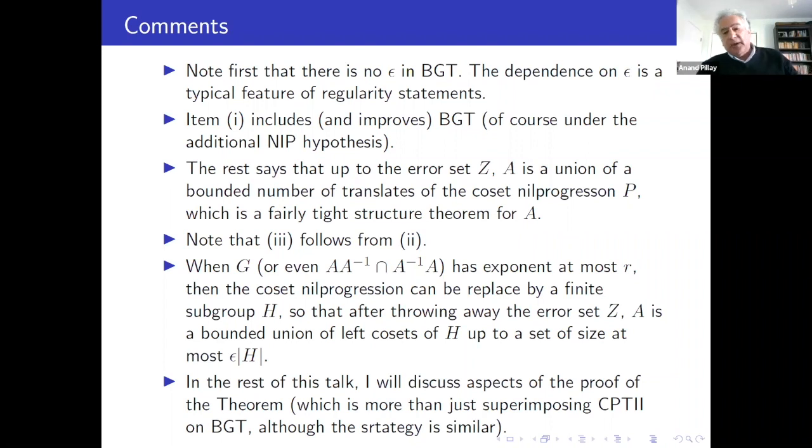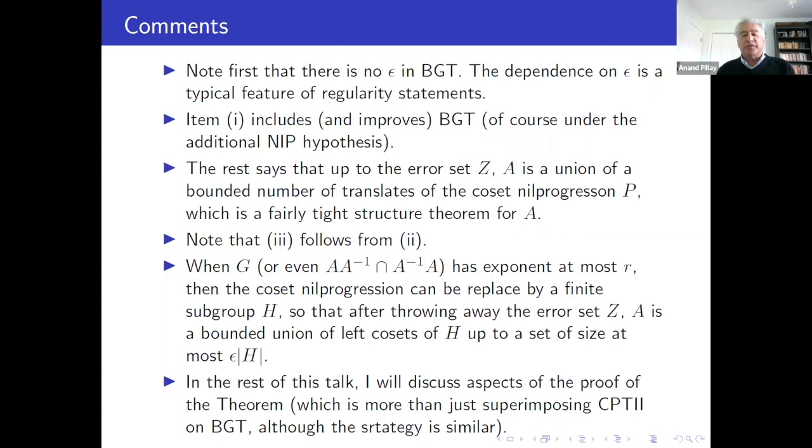I don't know how far I'll get. I want to discuss some aspects of the proof of this theorem. It's more than just superimposing. You've got the CPT2 and you've got BGT, but it's more than saying that plus that equals this. But there's a similar strategy. So it doesn't follow directly.